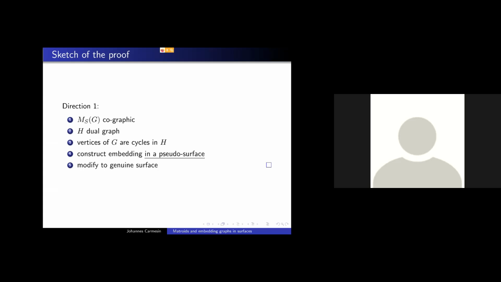Right, so let's summarize. How does this first implication go? You start with a matroid being co-graphic. From this, you build a graph H that serves as the candidate for the dual graph of the embedding. Then, for every vertex of the graph G, you glue some disks onto the graph H, which gives you a pseudo-surface in which the graphs G and H embed simultaneously, and then you do some minor surgery to transform this into a surface, so that the graph G embeds into that surface.